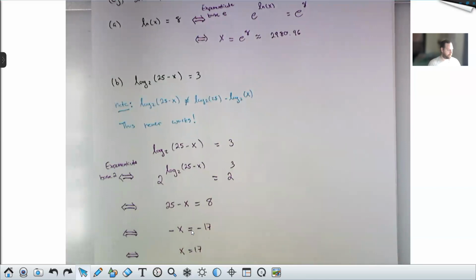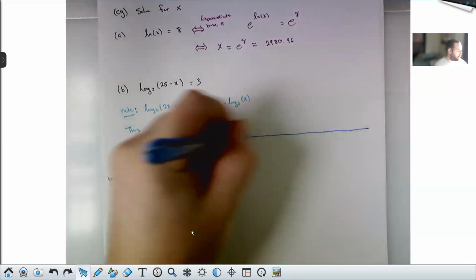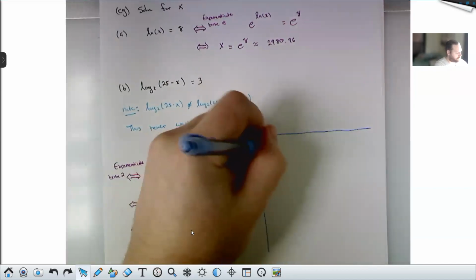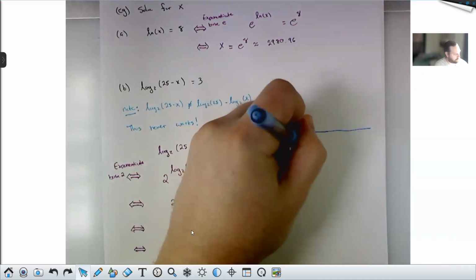Now, one important feature of logarithm equations, not exponential functions. In fact, here, call it a warning.